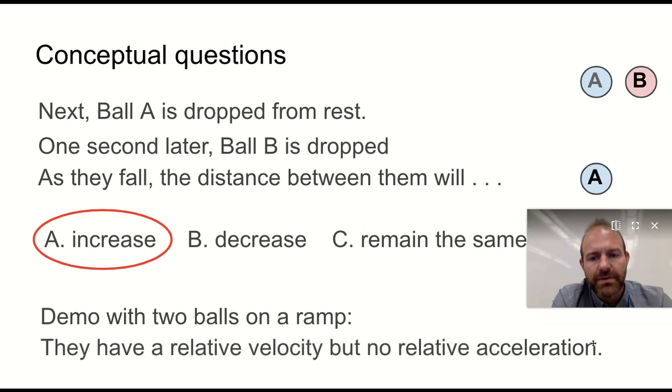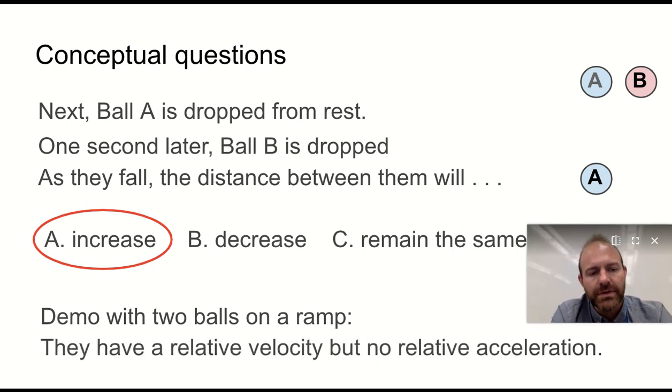Same idea with the 2 balls on the ramp, right? If you imagine releasing one and then releasing another one later, they're going to have a difference in velocity as they both speed up, and one of them will continue to pull away.